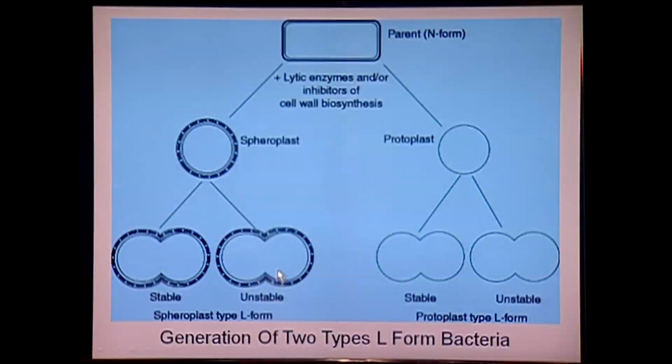And it can create stable structures, meaning they will remain like that for a longer period, or at the same time they can be unstable, that is, they revert back to their normal bacterial cell. Now this particular L-form was created with a definite intention to see the pathogenicity of different bacteria.